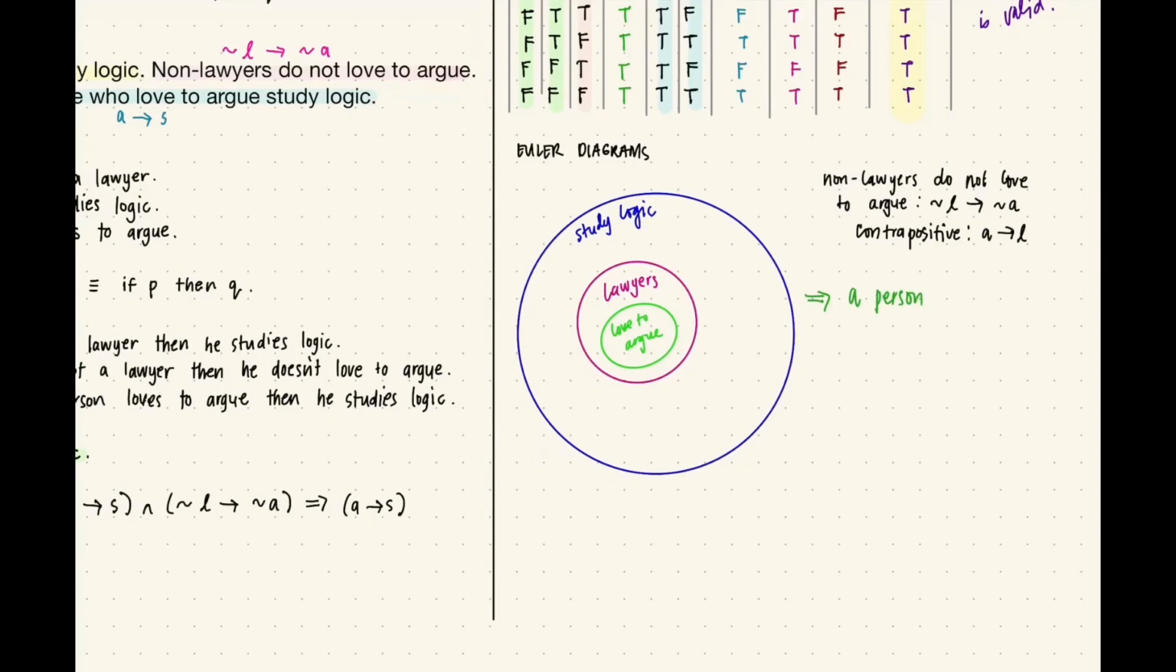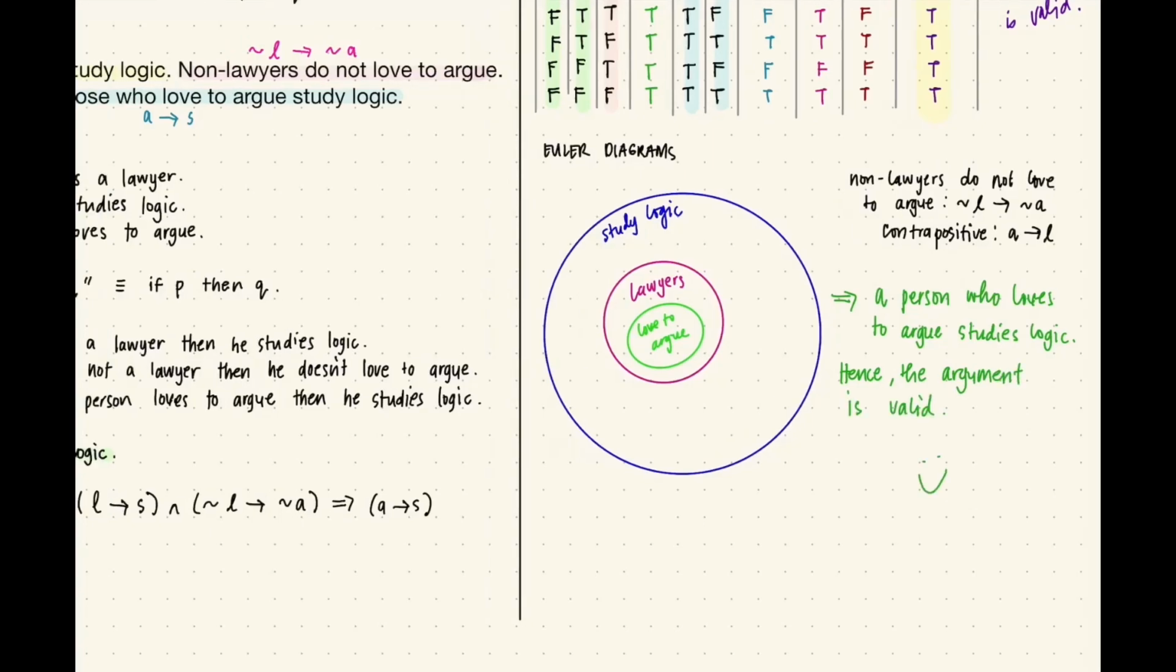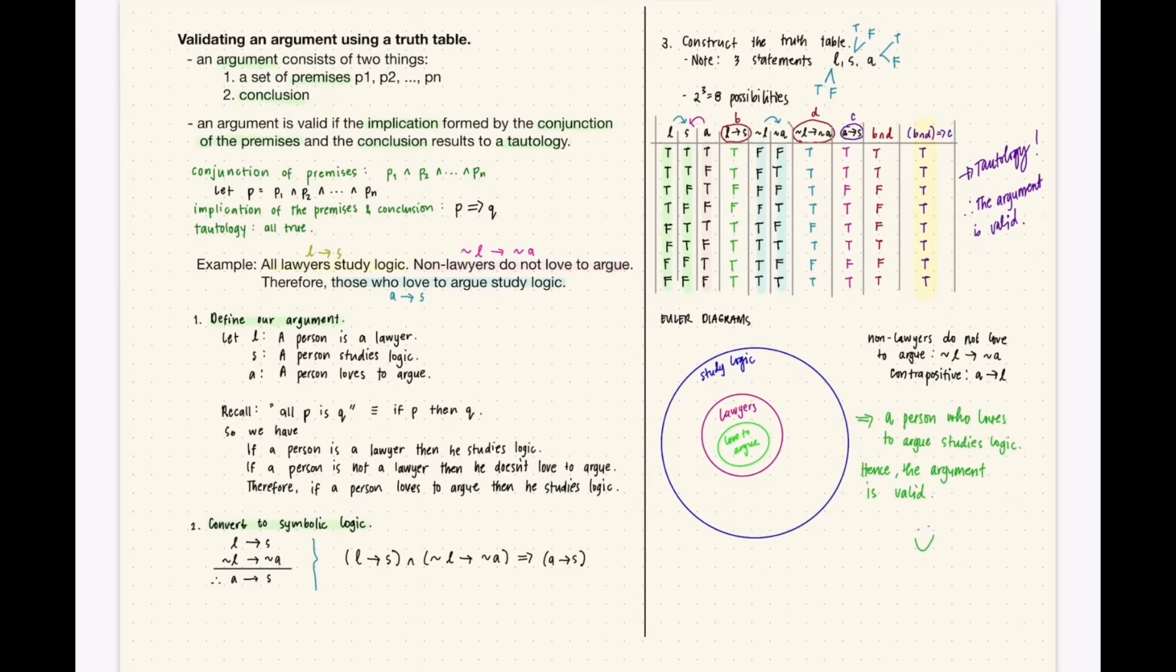So therefore, if we look at this, a person who loves to argue studies logic, because the set for all persons who love to argue is inside the set for all persons who study logic. Hence, the argument is valid. Again, what is the conclusion in the argument? If a person loves to argue, then he studies logic. So, here it is.